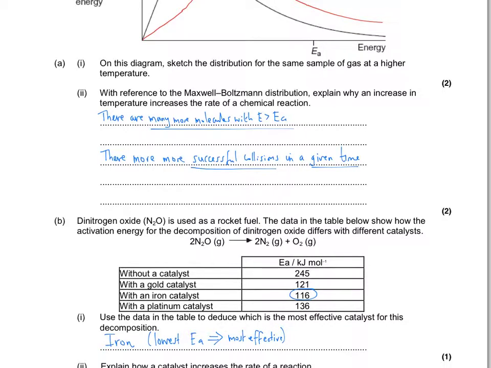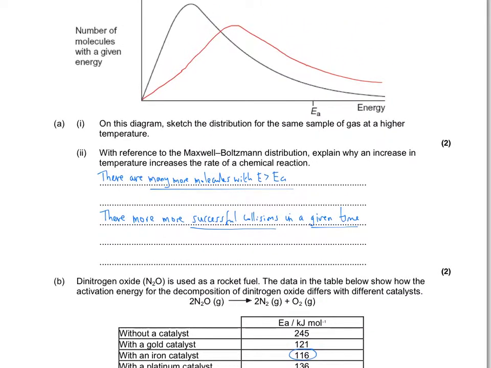Explain why an increase in temperature increases the rate of a chemical reaction. Well, there are many more molecules with energy greater than activation energy, therefore more successful collisions in a given time. You need to say successful collisions in a given time. Go back earlier on in this feedback, and I said that this is change in concentration over the change in time. Again, we're talking about kinetics, so time is very important.